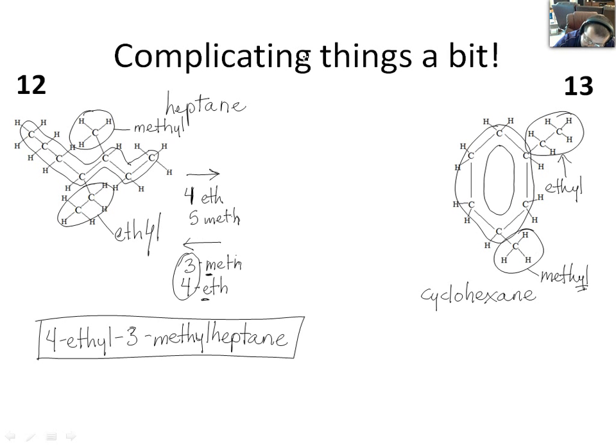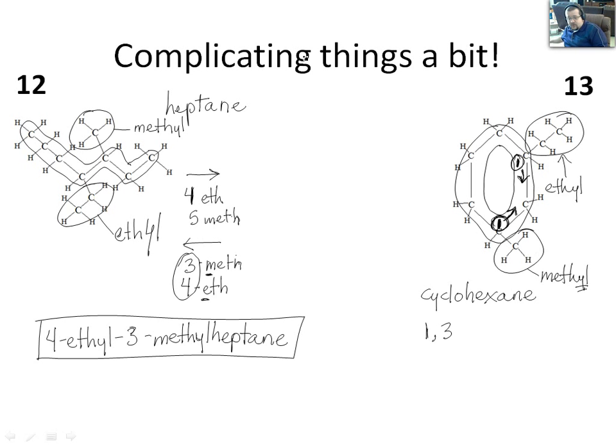Going bottom to top, I could start here at the indicated 1, and I could go up this way. That would give me position numbers of 1 and 3. Or I could start at the top and work my way down, and still I would get position numbers of 1 and 3. The difference here is I need to go alphabetically, because it doesn't matter if I start at the top or if I start at the bottom.